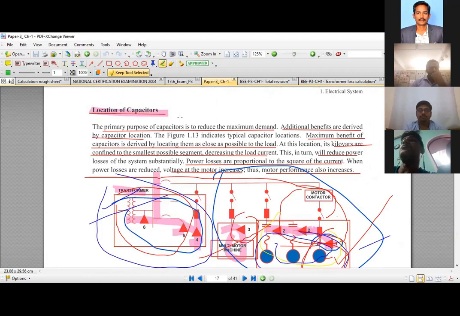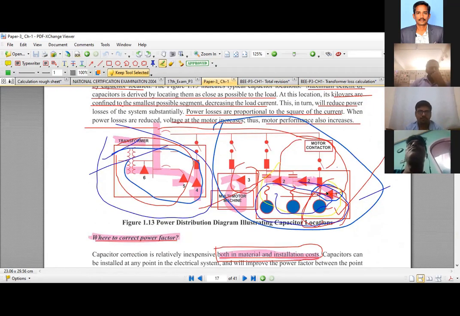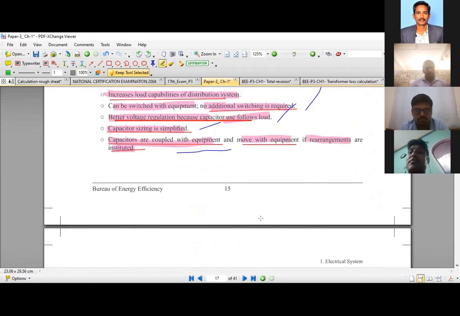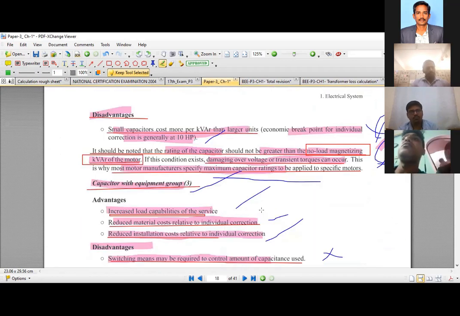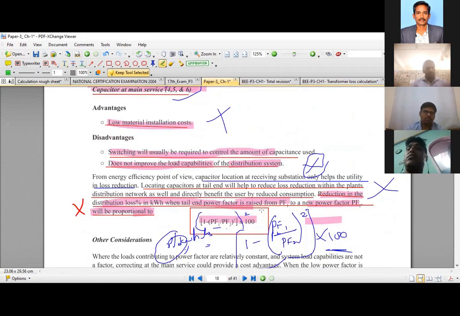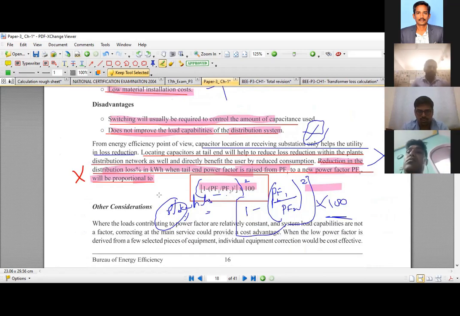This, we have already seen, the location of the capacitor. Here, load side, it is a gang operation, and the incoming side. Just read it one side; again, you go to that question, you remember everything easily. This is tail end power factor improvement. Reduction in the distribution losses, very, very important: 1 minus power factor 1 divided by power factor 2 square, into 100. Also.